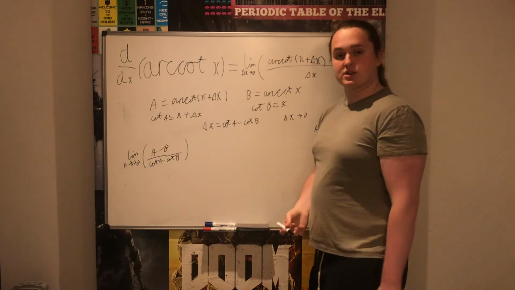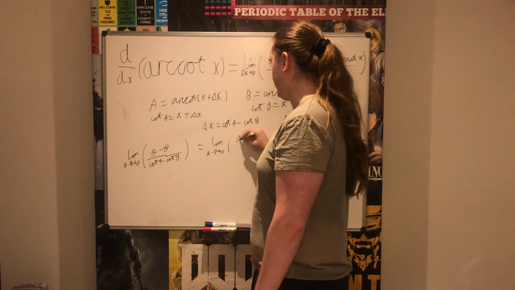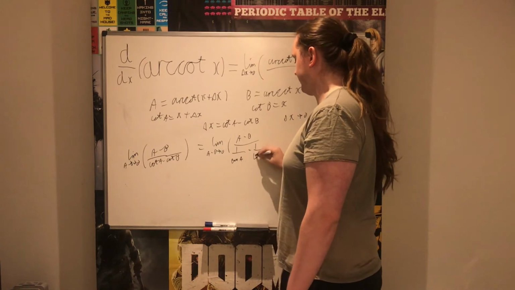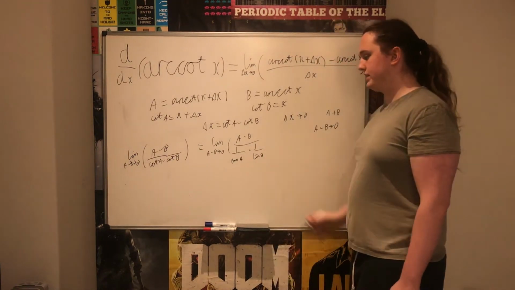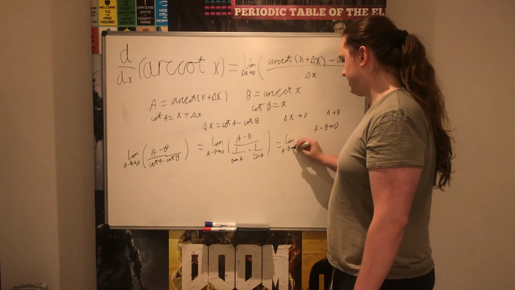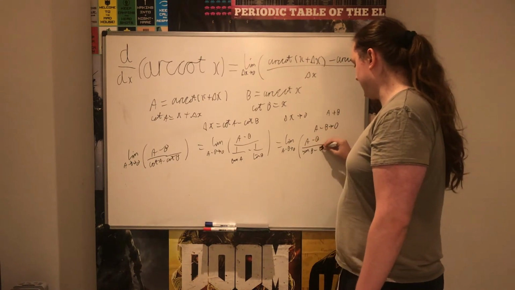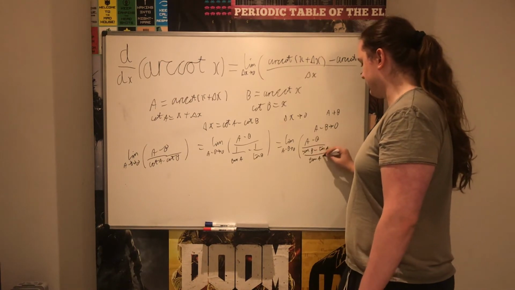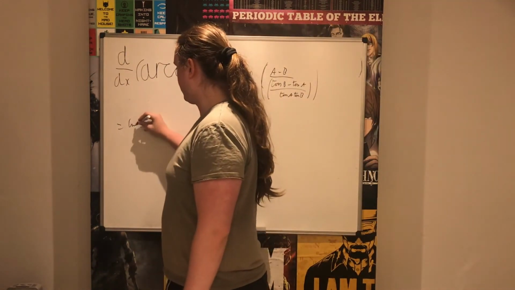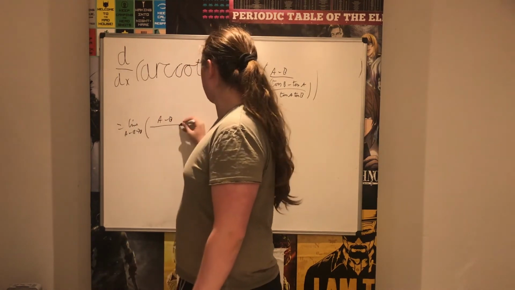Now we know cot of x is just 1 over tan of x, so this is the limit as a minus b approaches 0 of a minus b over 1 over tan a minus 1 over tan b. Now if we combine these two fractions, we get the limit as a minus b approaches 0 of a minus b over (tan b minus tan a) over (tan a tan b).